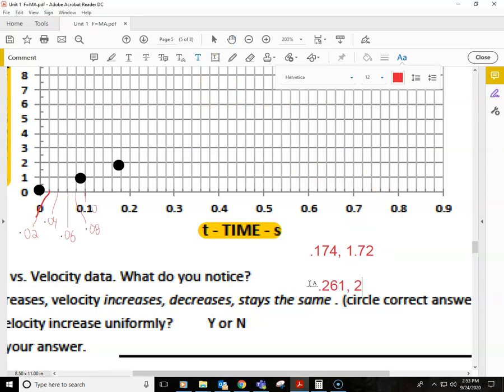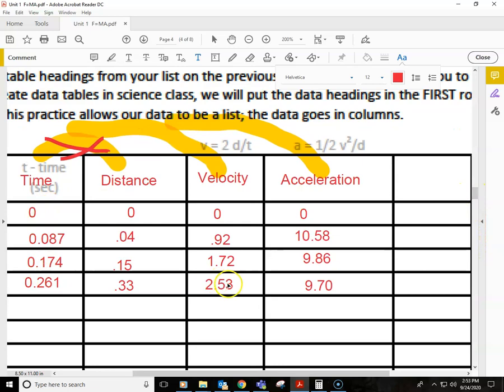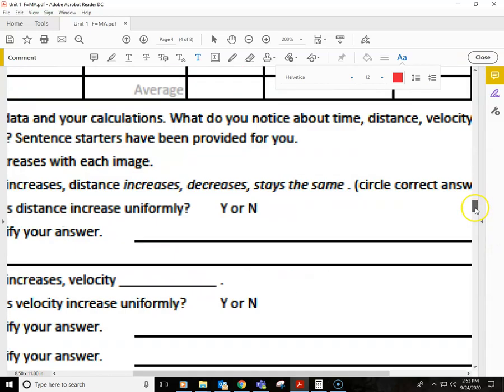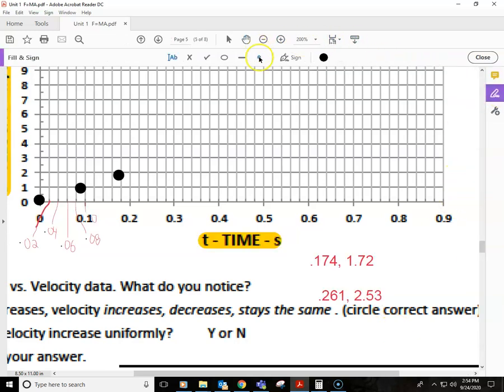0.261. What? 2.63, is that right? I better double check. 0.261. 2.53. Okay, good thing I checked. So that should be 53, right? So I need a dot. I get the dot over here. 0.2, 22, 24, 26.261, right there, 26, and 2.5, 2.53, 1, 2.5.